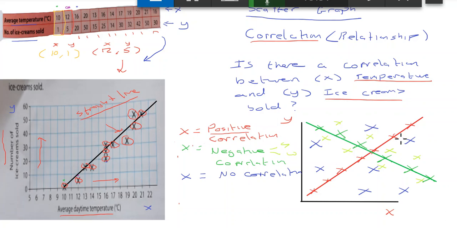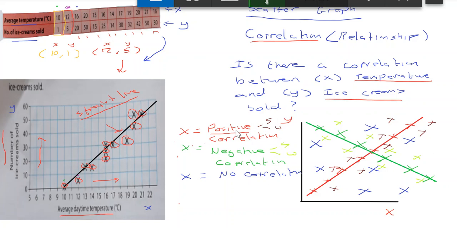So this here would be an example of a strong positive correlation, but if I had something like this, where there was a correlation between the points, but they're just not all exactly on the line, then this is what would be considered a weak positive correlation. So again, these can be strong and they can be weak. So that's just a general introduction to what we mean by scatter graphs.